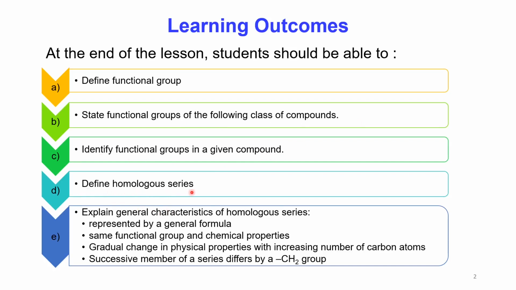Next, define the homologous series. And the last one is to explain the general characteristics of the homologous series: represented by a general formula, same functional group and chemical properties, gradual change in physical properties with increasing number of carbon atoms, and successive members of the series differ by a CH2 group.